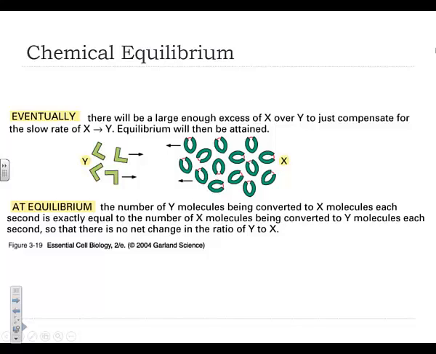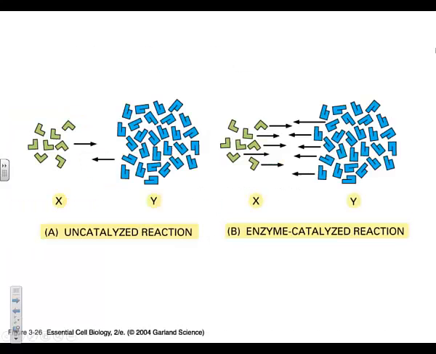So the cell never reaches equilibrium at any one point inside the cell. This may happen in a test tube, but inside the cell, it never reaches equilibrium because of the coupling of reactions. X will then be used in a subsequent reaction. So what does the enzyme do to this rate at equilibrium?